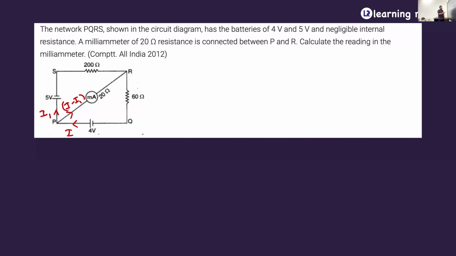then if you take the loop PRQP, right? From P to R, you're walking in the direction of current. In the direction of current is negative, minus 20 of I minus I1. When you go from R to Q, here the current is I. So minus 60 I. When you go from Q to P, it is plus 4 equal to 0.